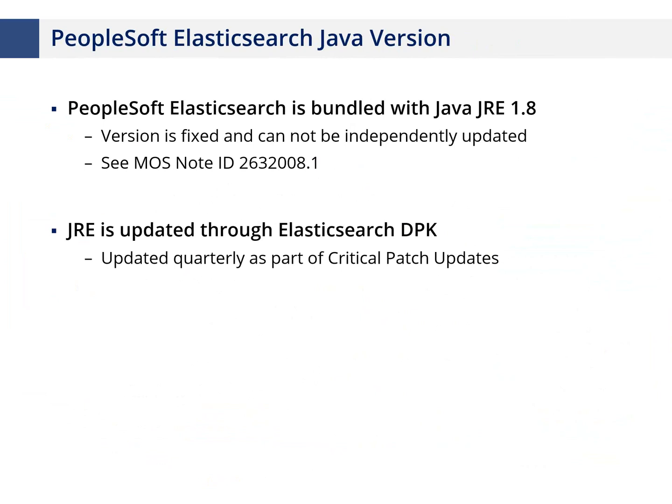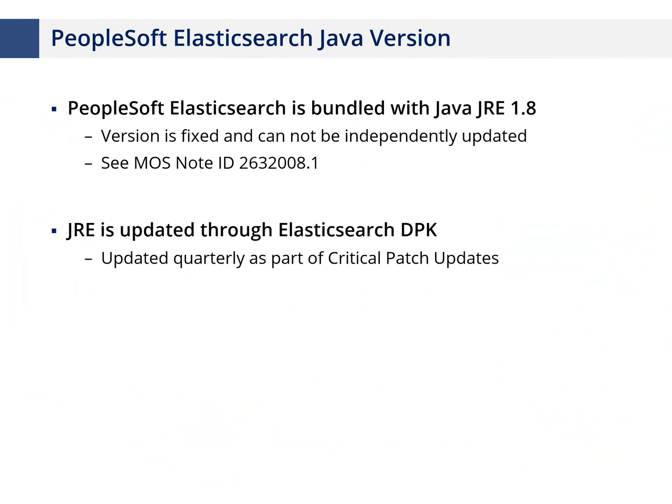So again, Elasticsearch is a Java application, and it's important to note that when you install PeopleSoft across different servers, you're bundling multiple Java environments along with it. When we're talking about running WebLogic or WebSphere, that will have its own Java installation as part of it. When you install Elasticsearch, there is actually a Java JVM, Java virtual machine, installed in the Elasticsearch directories. This is done through the DPKs, and it's using Java runtime environment 1.8.